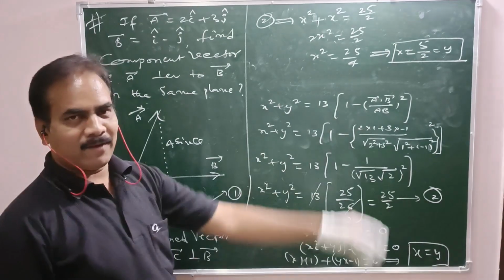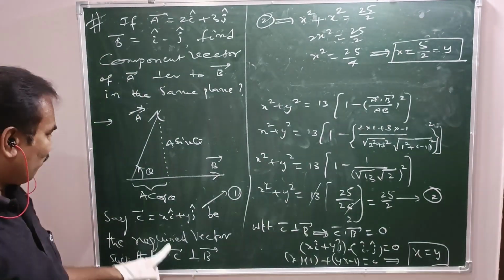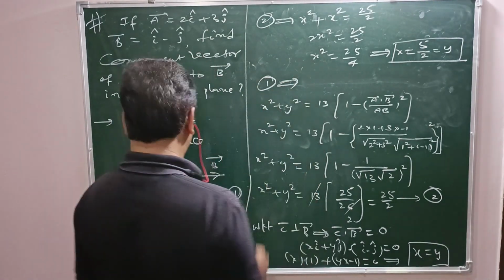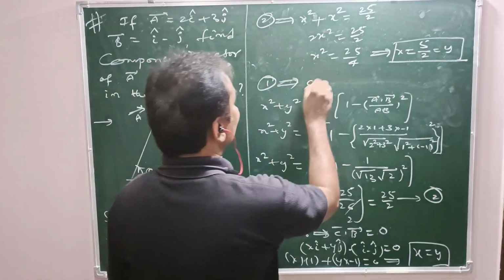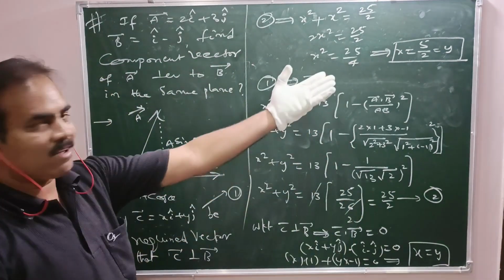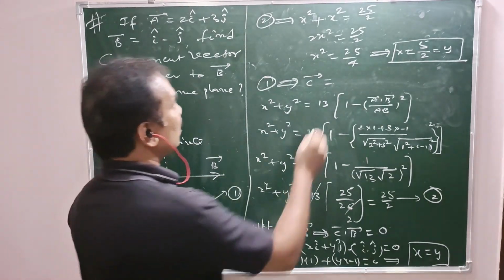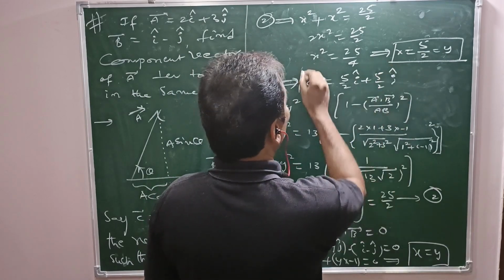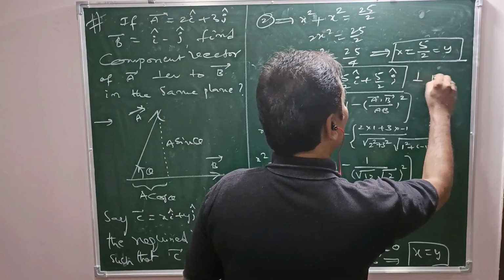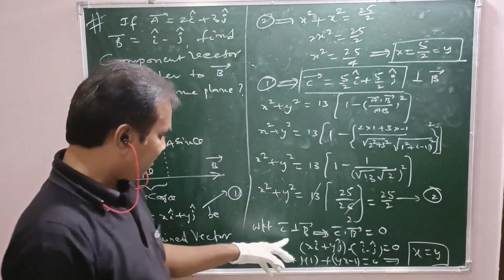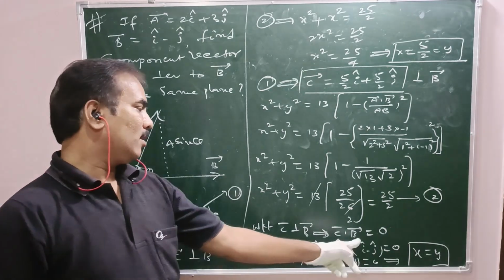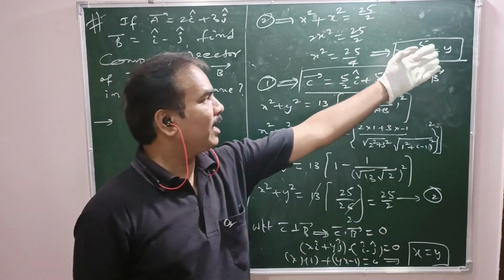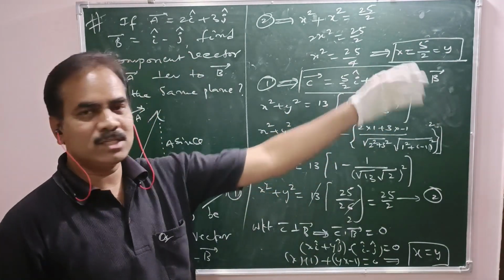So we have x and y values, which are nothing but the components of c bar, the required vector. That is, c bar equals xi plus yj. X means 5 by 2, y means 5 by 2. So 5 by 2 i cap plus 5 by 2 j. This is the required vector which is perpendicular to b bar. Why? Because we started from the expression c bar perpendicular to b bar, meaning their dot product is equated to 0, from which ultimately we got x and y, and therefore c bar, which is perpendicular to b bar.